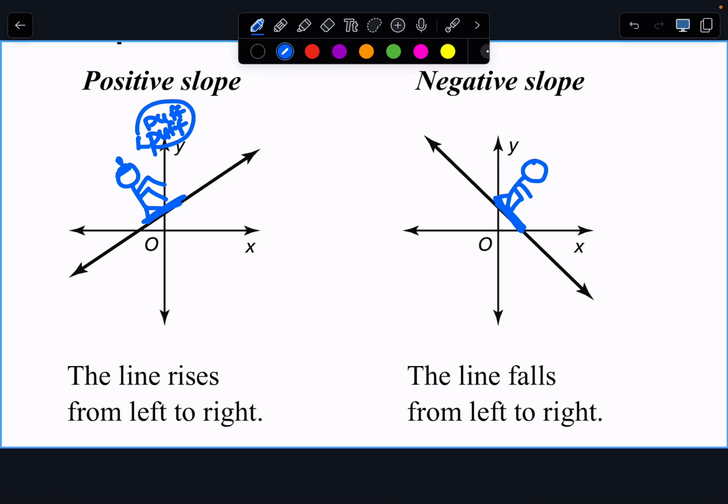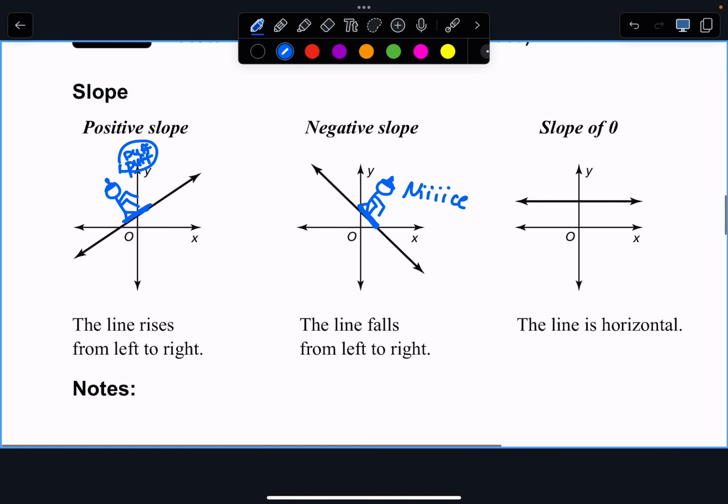But if Miss Homan was skiing down a negative slope, it would be really nice. I'd be flying. Now, if Miss Homan was skiing on this flat line, it would be 0 fun. This has a slope of 0.